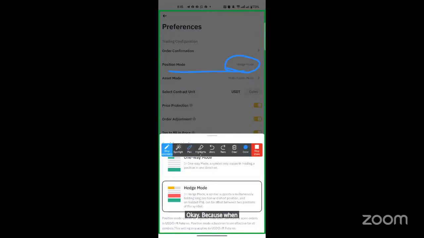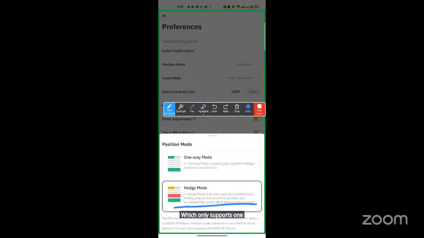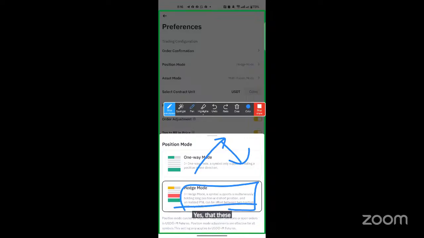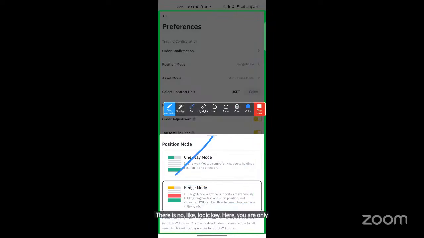Because when you put your coins in hedge mode, there is no science here. There is one-way mode, which only supports one direction, only coins going up or only coins going down. Hedge mode supports two directions. Is that hard? It's just that these people make you think they are more expert. There is no logic here. Here, you are only supporting one direction. Here, this supports two directions.